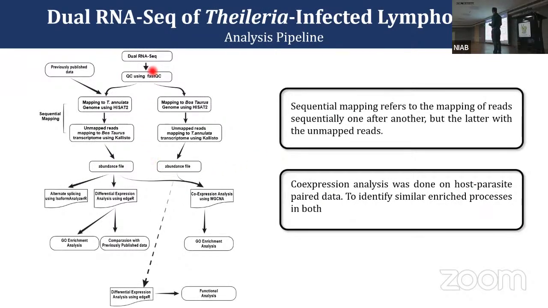So this is the analysis pipeline that I followed. Here you can see I have taken the RNA-seq reads, then quality control, and then mapping. This is called sequential mapping, where because our data contain reads from two species, we need to remove one species' reads before analyzing the other. In most cases it should not cause a problem if the species belong to different kingdoms, like bacteria and mammals, but in our case both are eukaryotes, so we have to separate them. And then we performed co-expression analysis for both host and parasite.